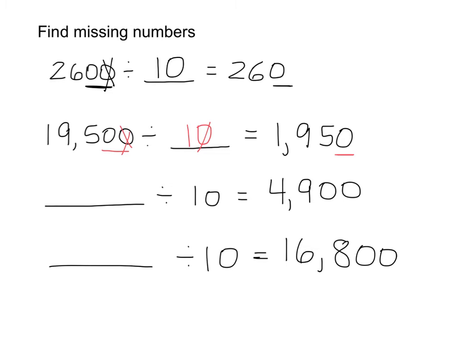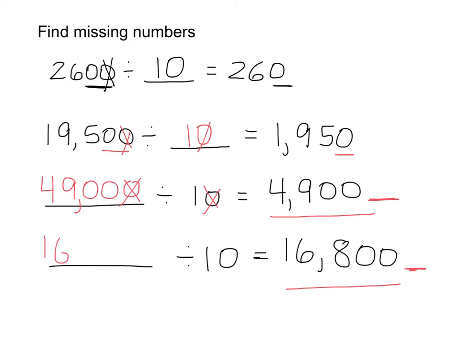Now you have to think a little bit backwards. This one was divided by 10 to get this answer, so before dividing by 10 there must have been an extra number over here because it lost that number. So it must have been 4900 and another 0, because then it could lose the 0 to become 4,900. Same thing in this one. It was divided by 10, so it must have lost a 0 over here. So it would have been 168 with 3 zeros. That way it could have lost a 0.